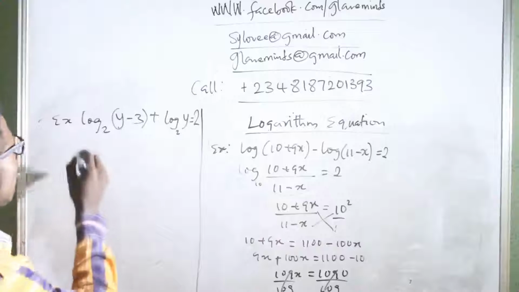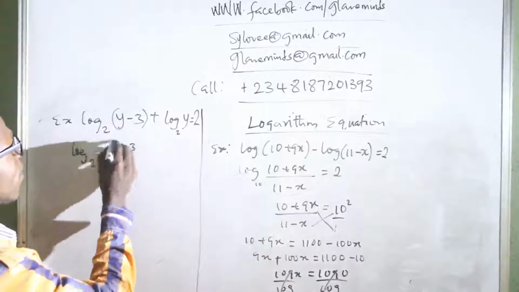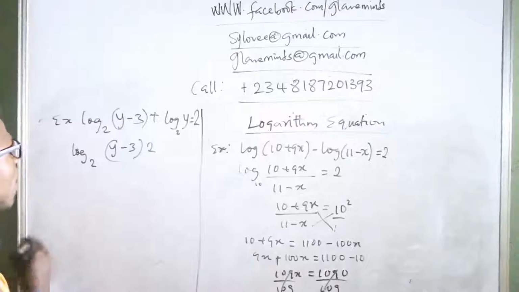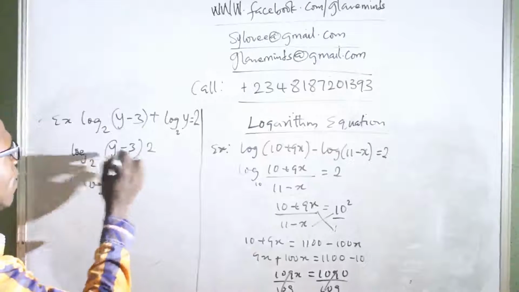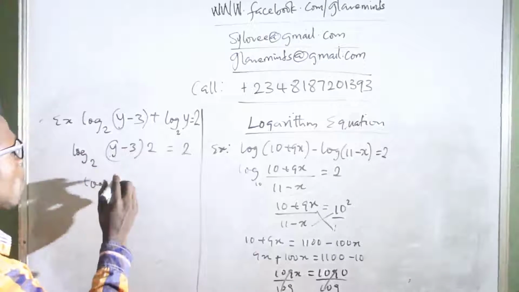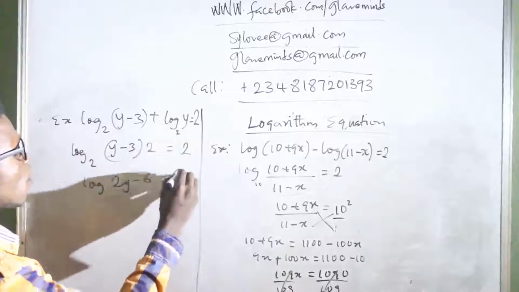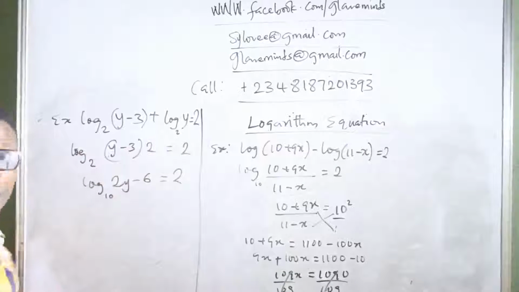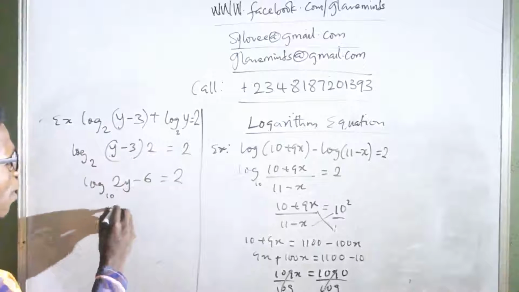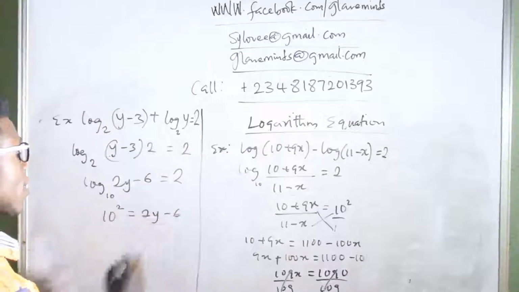Now we have log 2 y minus 3 times 2. So at the end of the day, we're going to have log this times this is going to give us 2. Y times 2 is going to give us 2y, and this times this will give us minus 6, then equals 2. This is in base 10. Don't forget the relationship. Take this and say 10 raised to the power 2 equal to 2y minus 6.